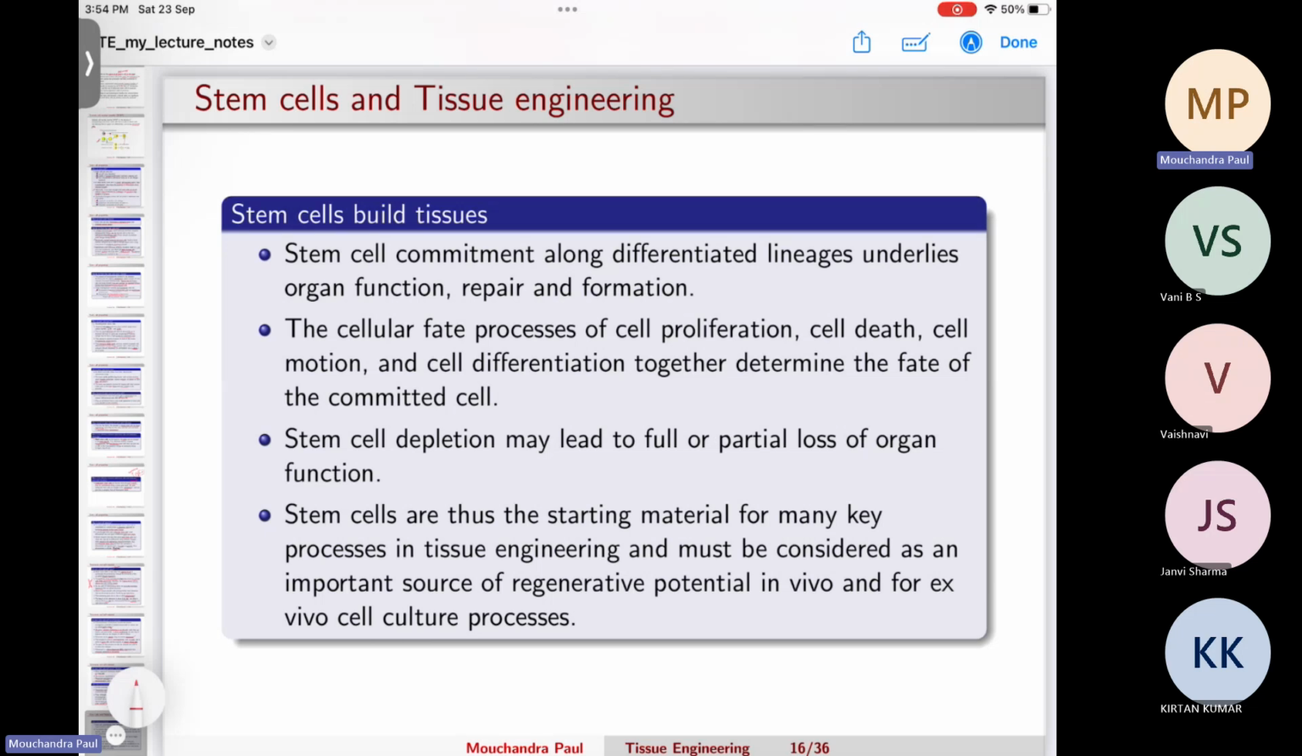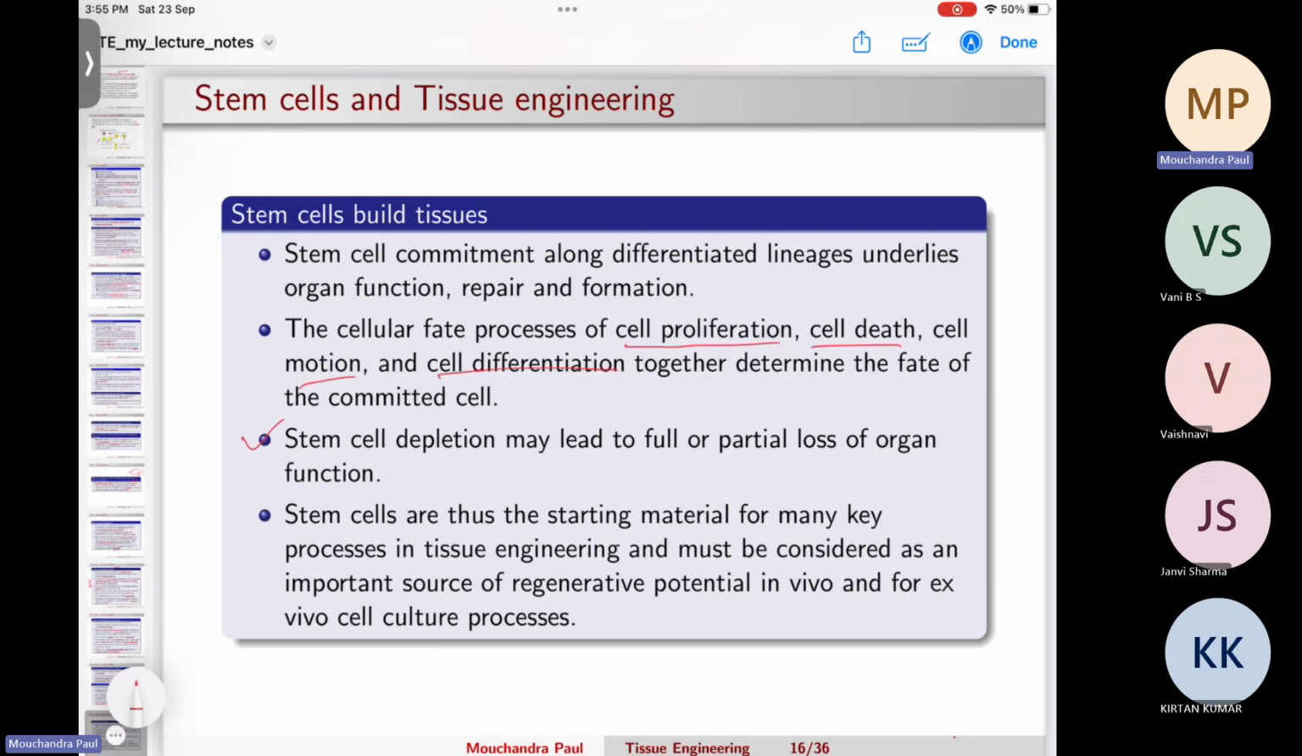In artificial tissues, the cellular fate processes of cell proliferation, cell death, cell motion, and cell differentiation are all the processes that determine the fate of a differentiated cell, and ultimately the fate of a tissue. So if the stem cell population in our organ or tissue is lost somehow, then the organ function is partially or completely lost. Say in the mice model, the bone marrow was irradiated, because of which the hematopoiesis stopped, right? No new blood cells started forming. So that is what is understood from this statement.